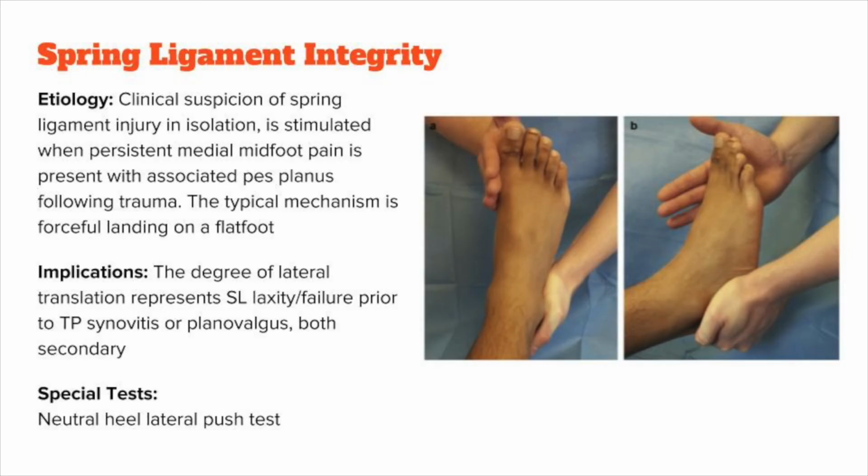Next, we have the spring ligament. This is an important ligament because if it's ruptured, we're going to lose the medial longitudinal arch. It's going to cause us to pronate more and cause the forces to be transferred into our tibia. It's going to predispose us to MTSS or even a tibial fracture. The special test we're going to do for this one is the neutral heel lateral push test.